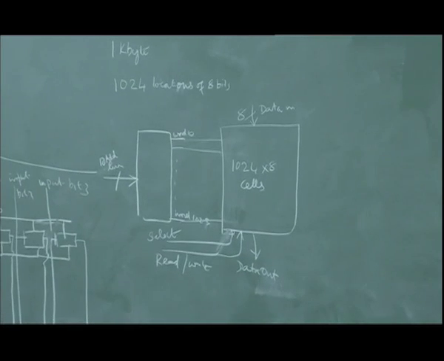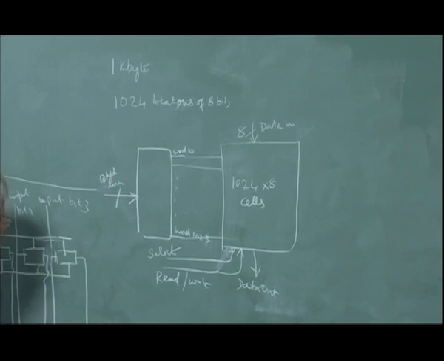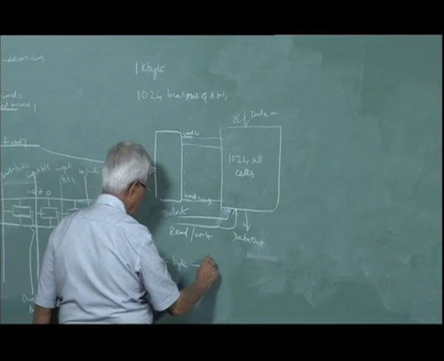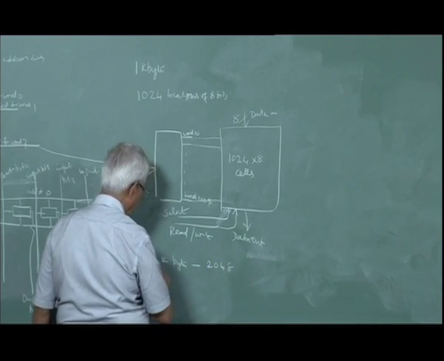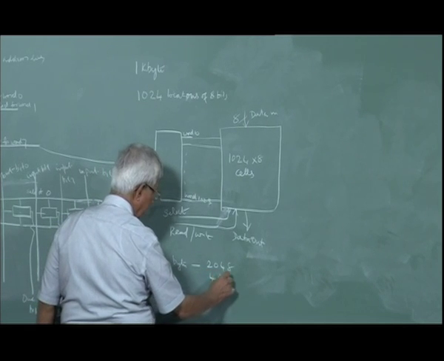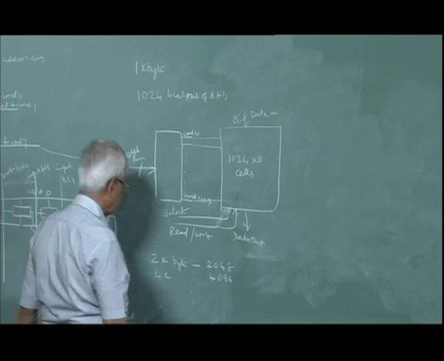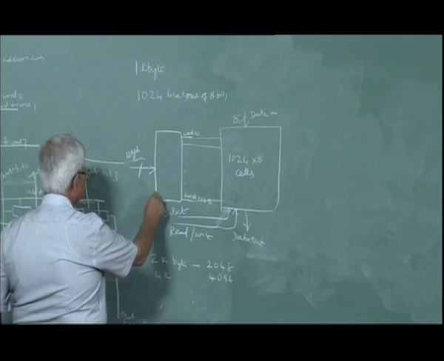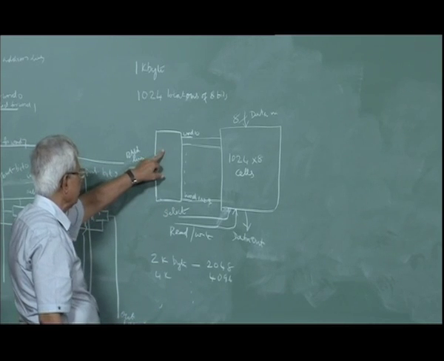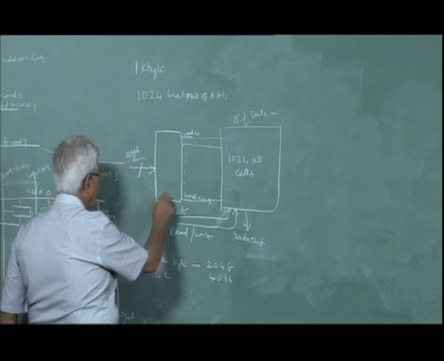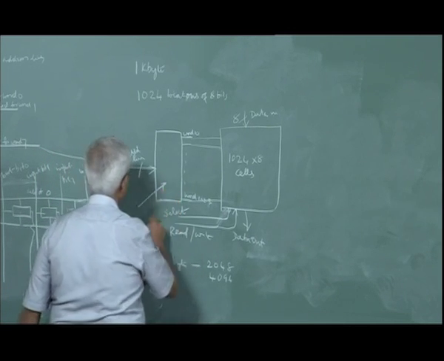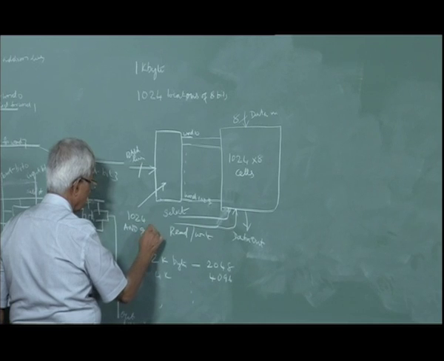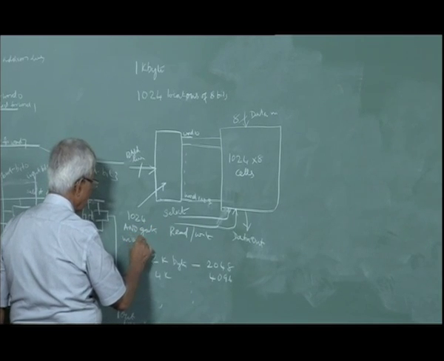But then as the size of memory increases, 2K bytes require 2048, 4K, 4096. So it keeps on increasing, so the decoding is going to be more and more difficult. For this itself, we want a decoder. A decoder will consist of 10 address lines. This decoder will have 1024 AND gates with each 10 inputs.